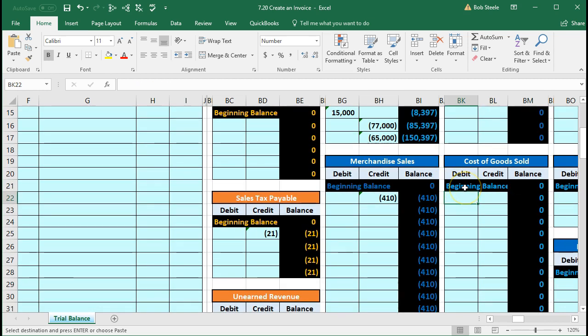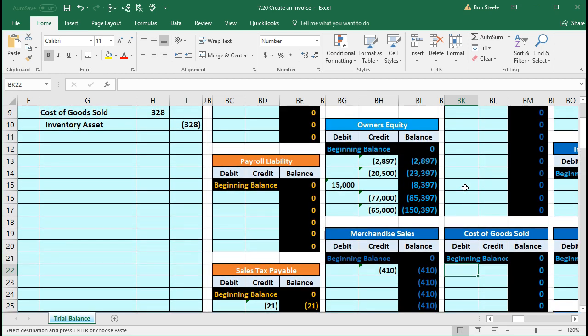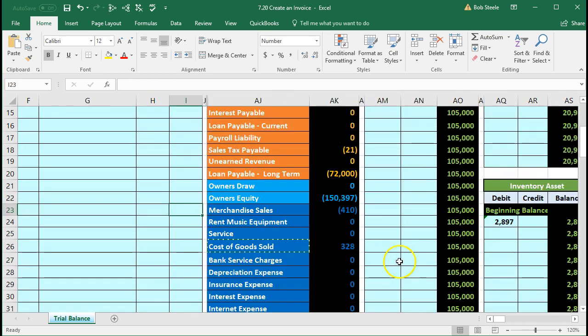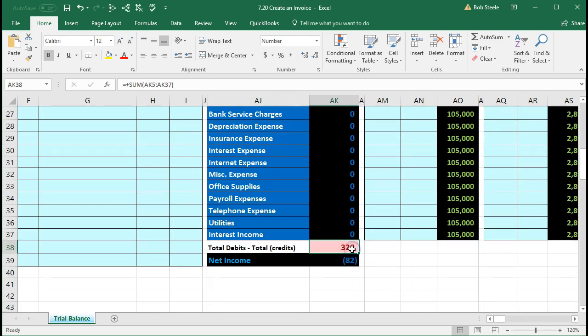I'm in BK22, BK22. And we will say that that equals, and then point all the way over here to that 328. Once we select enter, it should populate to the 328. So BK22 equals H9. Scrolling back over, I'm scrolling all the way back over to the trial balance. We see we're out of balance by the 328.